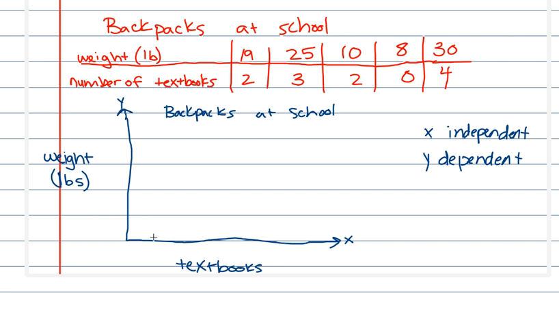If I look at my textbooks, the highest I have to go is 4, so I'm just going to count by ones: 1, 2, 3, 4. If I look at my weight, the highest I have to go is 30. If I count by 10s, then I only need 3, but I'm going to count by 5s: 5, 10, 15, 20, 25, 30. I didn't give myself very much space here, and I think I could have spread that out a little better, but that's okay.